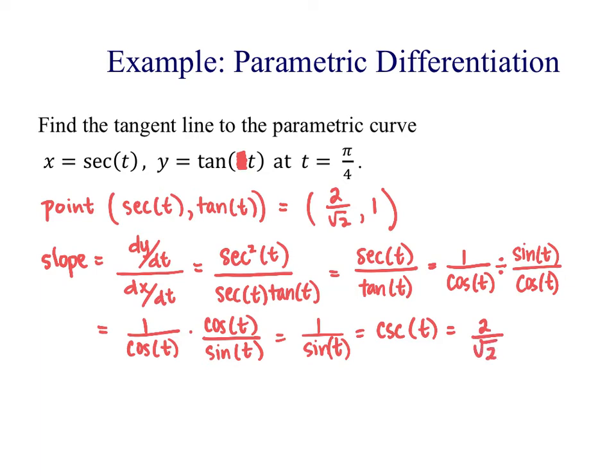All right, so my tangent line, now just using the point and the slope that I found: y minus 1 equals 2 over the square root of 2 for my slope, times x minus 2 over rad 2. Okay, so pretty standard, straightforward. We just are knowing how to do the rules for the derivative of parametrics. Good way to start the new year.